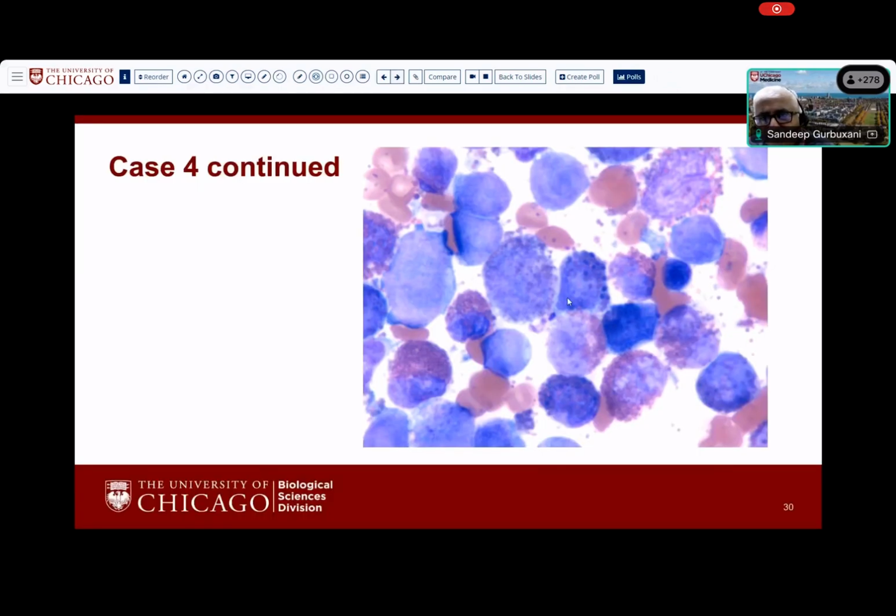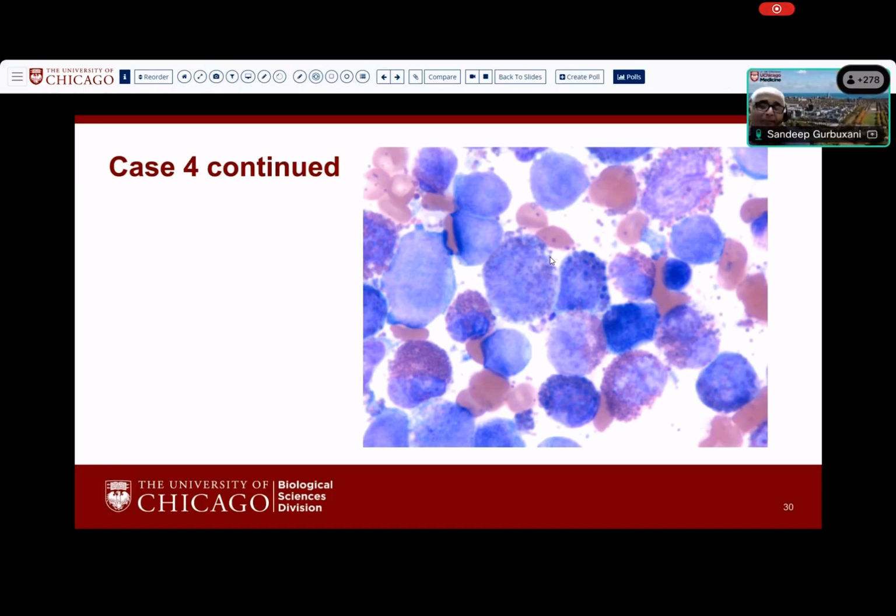So when you look carefully, most of the eosinophils look like this, but you have this rare eosinophil, which has some of these pinkish brown granules, but it also has these very coarse blue granules. Does anybody want to make a guess as to what this might be? Or what are we dealing with? M4EO, inversion 16. Very good. So that's exactly what this is.